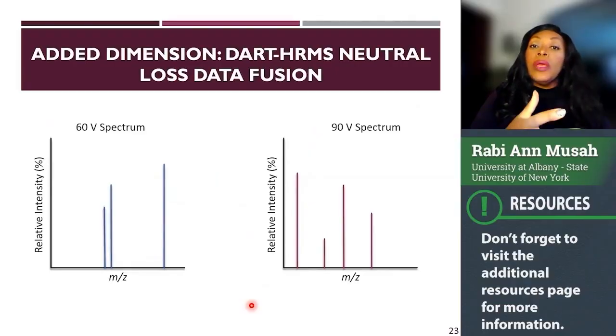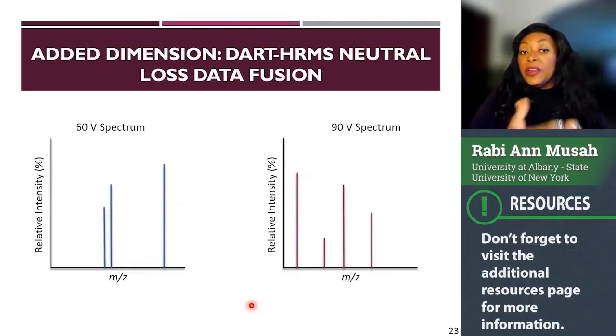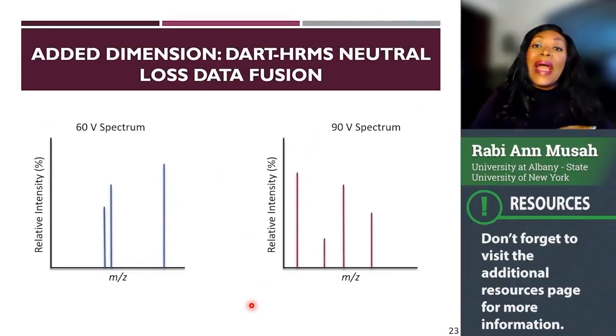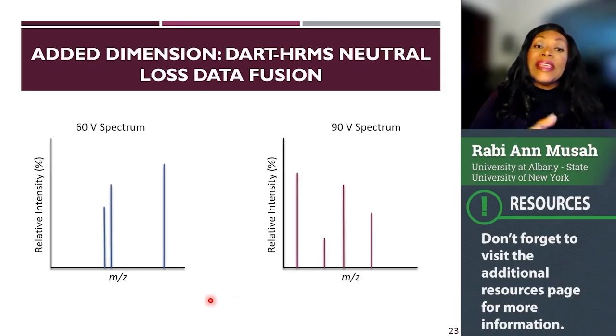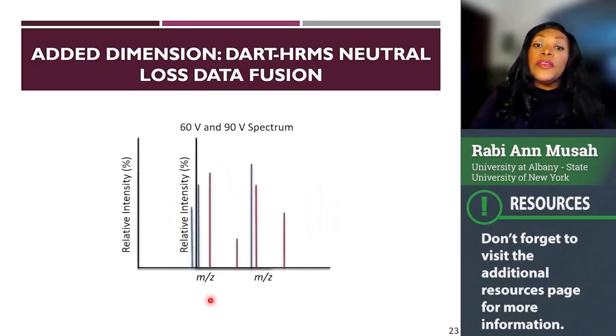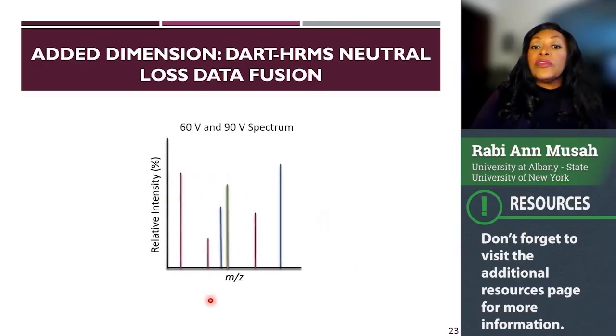Now, when we did this for tryptamines, which I'm going to be reporting to you now, we added an additional dimension, which is to fuse the data acquired by DART HRMS at 60 volts as well as 90 volts. And so what you see here are cartoons of both types of spectra. They tend to share peaks, but they also have peaks that are distinct. And so if you take that data and you fuse it, you get a new virtual spectrum that has many more peaks that can be used as the basis of structure determination.